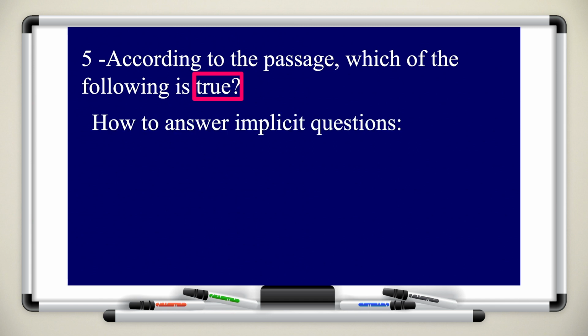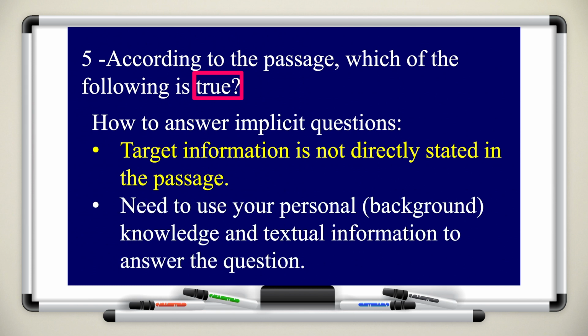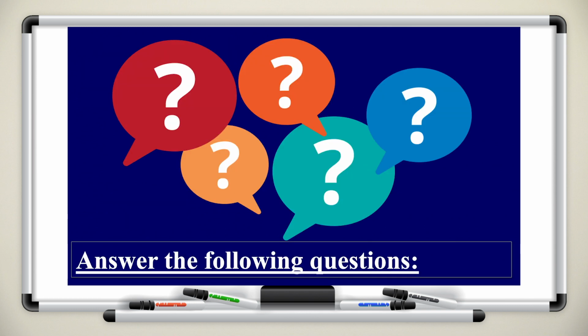Now, how do we answer implicit questions? Target information is not directly stated in the passage, so you might need to use your personal background knowledge and the text information. Read between the lines, meaning understand the text. After the multiple choice questions, you will get productive questions. That means you have to find sentences to answer the questions.